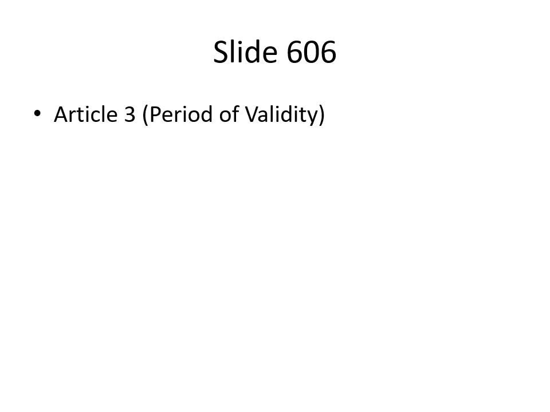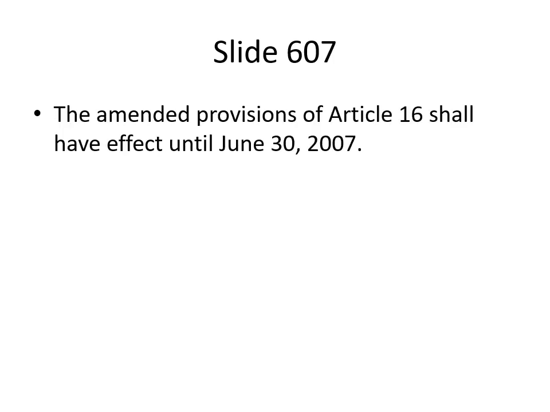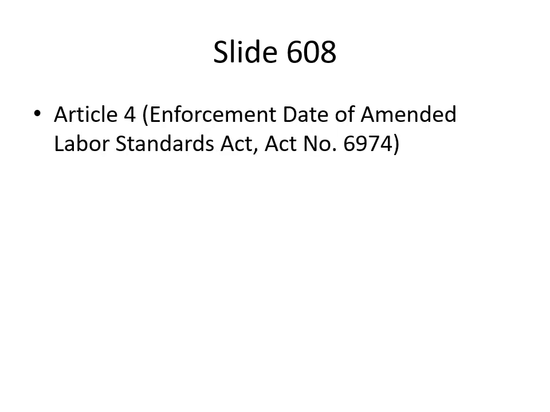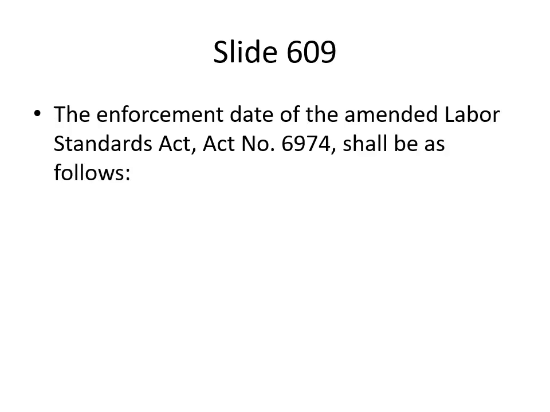Article 3, Period of Validity. The amended provisions of Article 16 shall have effect until June 30, 2007. Article 4, Enforcement Date of Amended Labor Standards Act, Act No. 6974. The enforcement date of the Amended Labor Standards Act, Act No. 6974, shall be as follows.